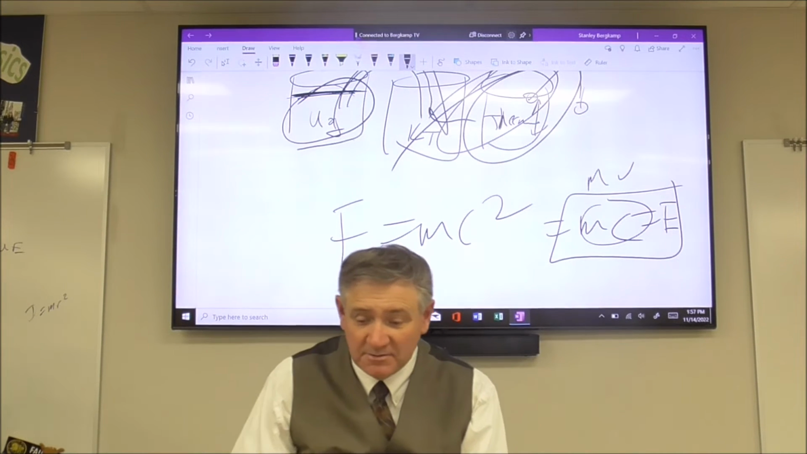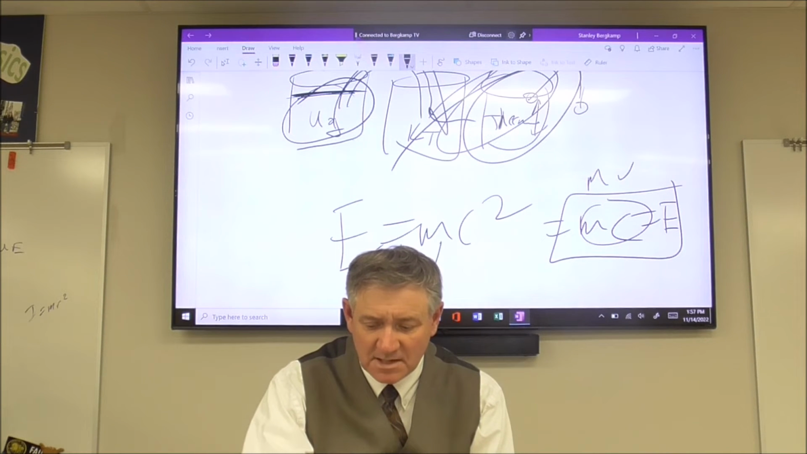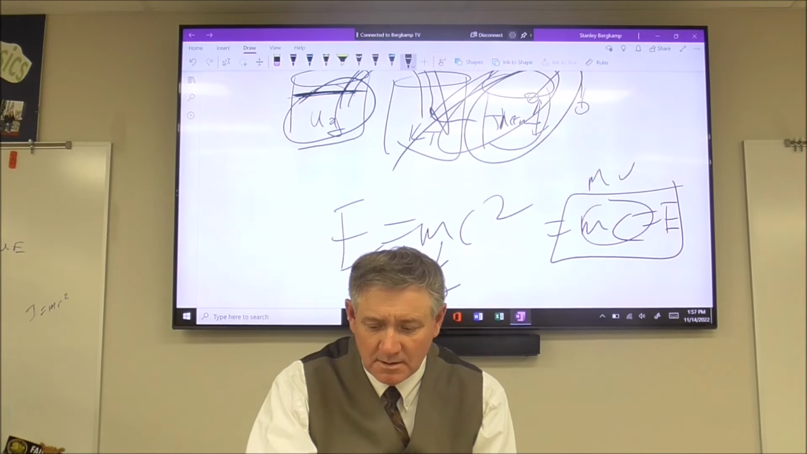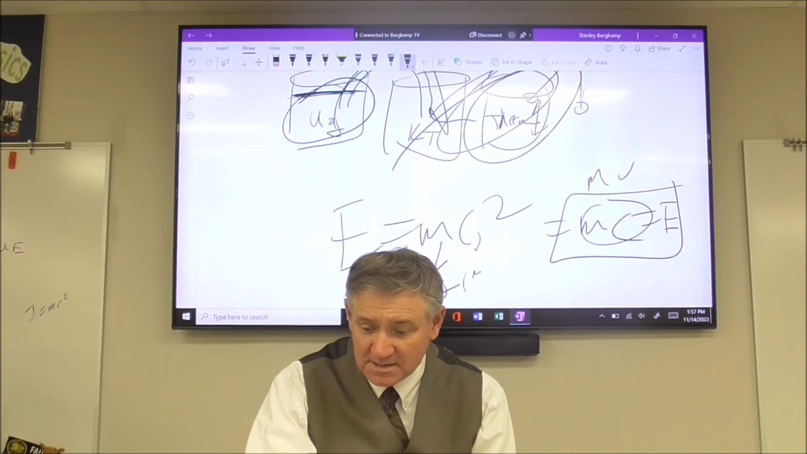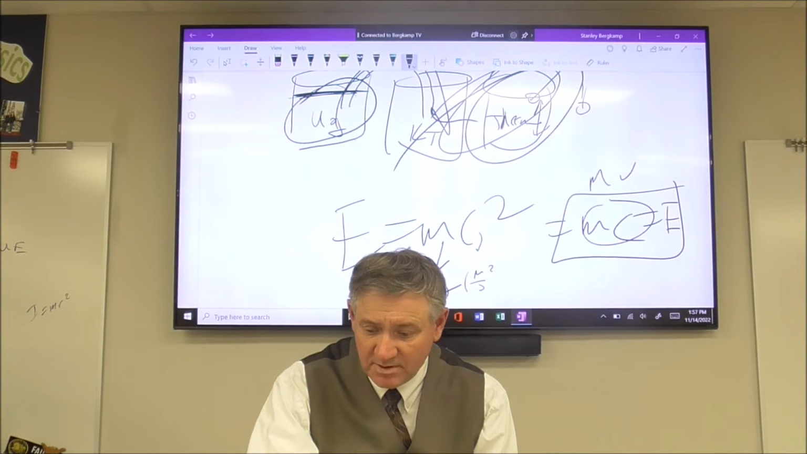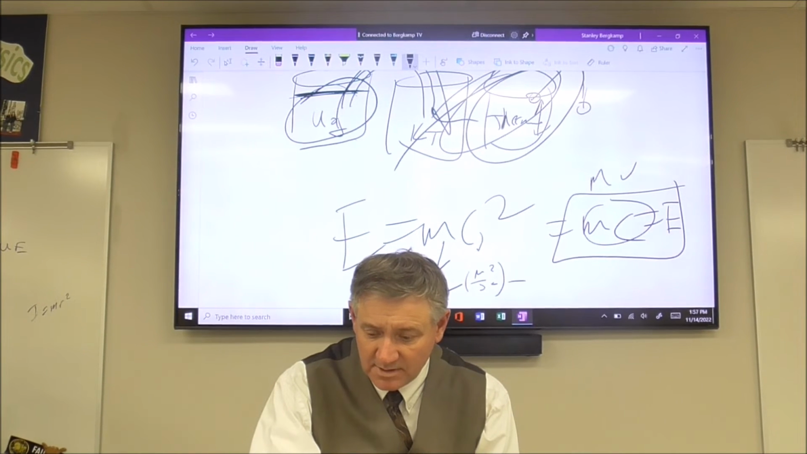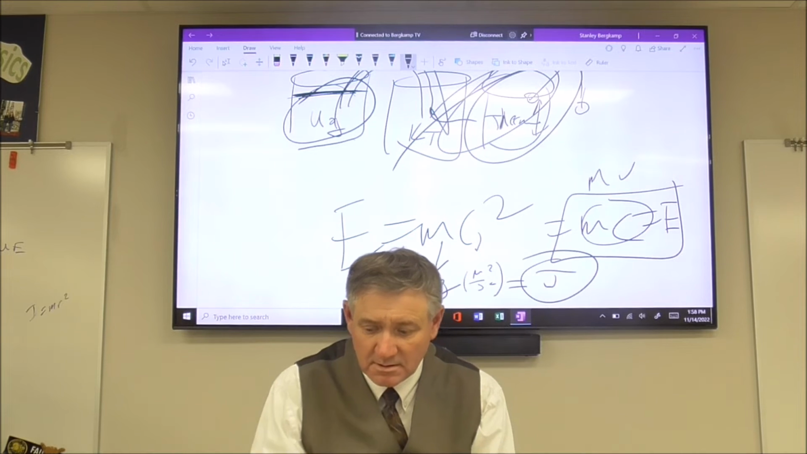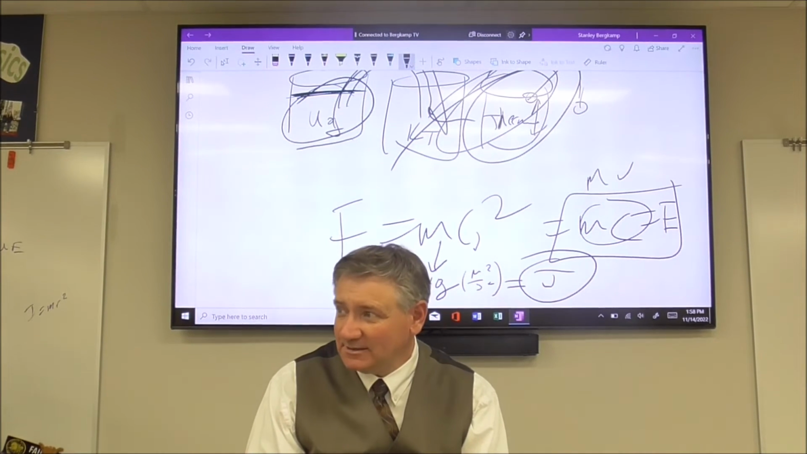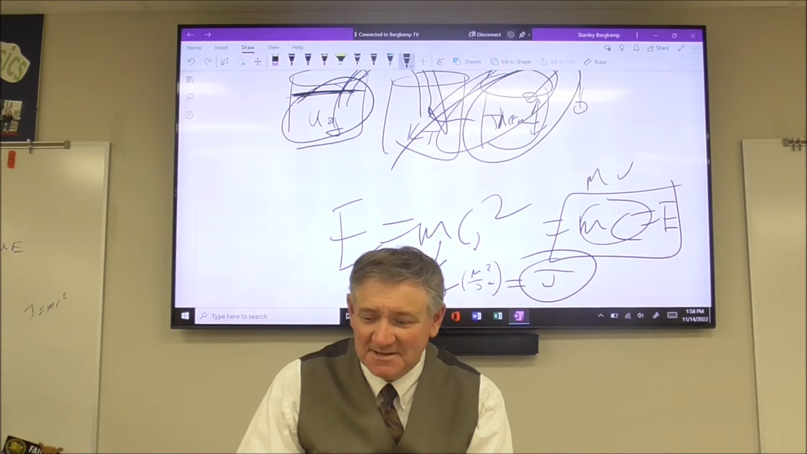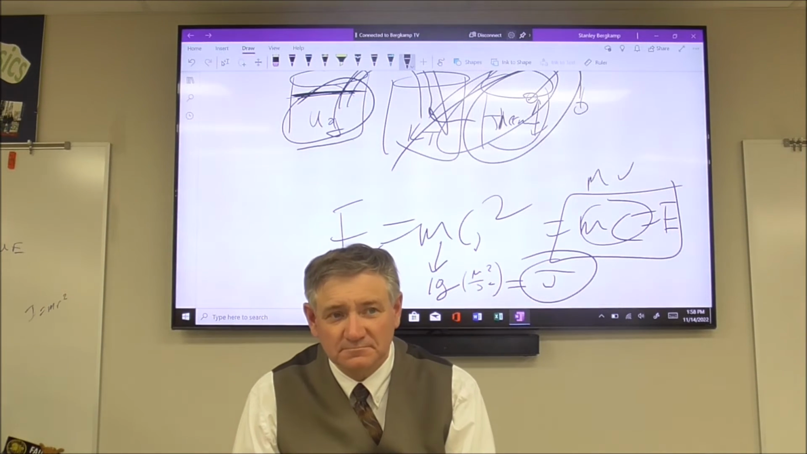Okay. Now, look at the units. Mass is in kilograms, c is going to be a velocity, but that's going to get squared, so you get kilogram meter squared per second squared, otherwise known as joules. Okay? Wow, how cool is that? And so what does that solve exactly?